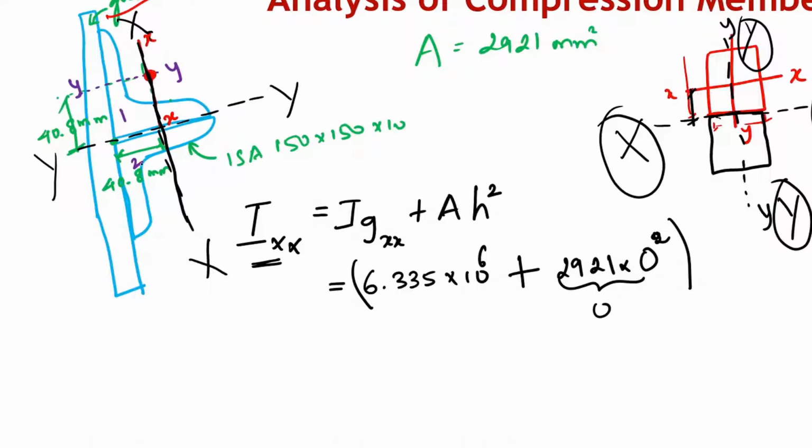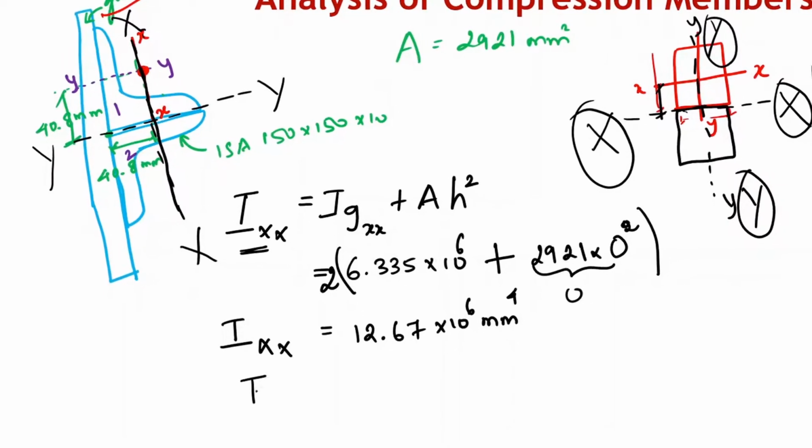I have two sections. So if I multiply by 2, then I will get the global moment of inertia about axis xx, and it comes out to be 12.67 into 10 to the power 6 mm to the power 4. This is the global moment of inertia about axis xx.